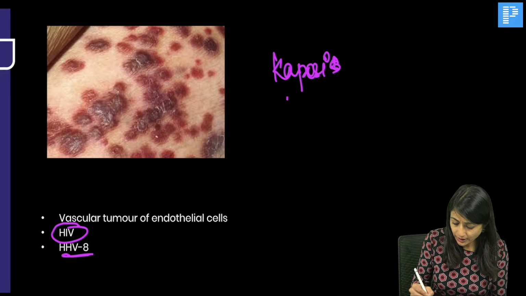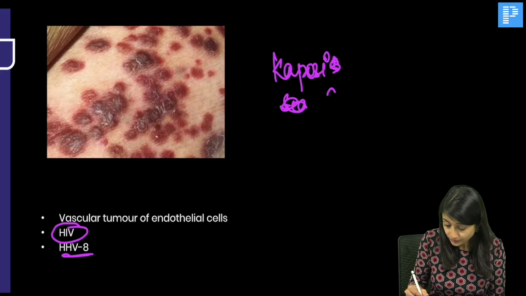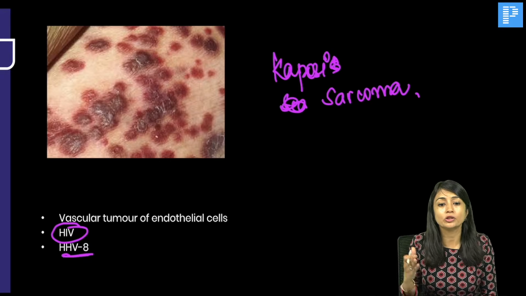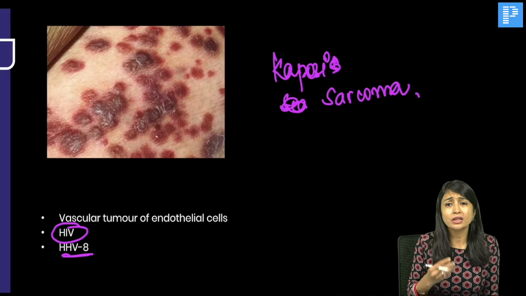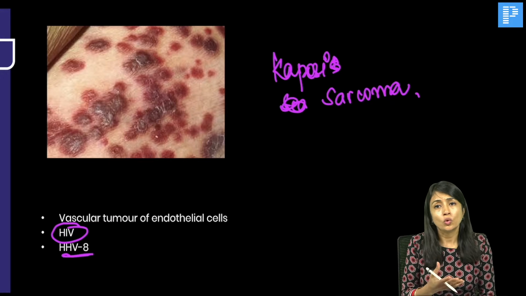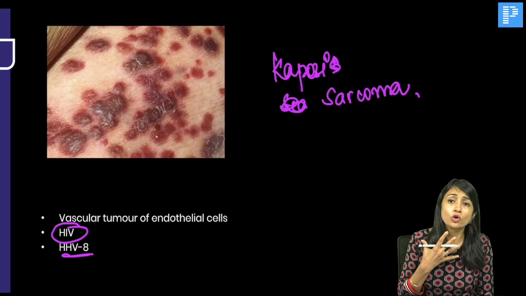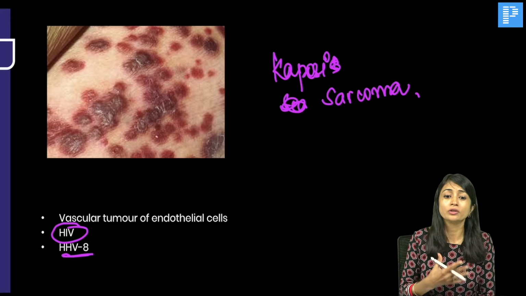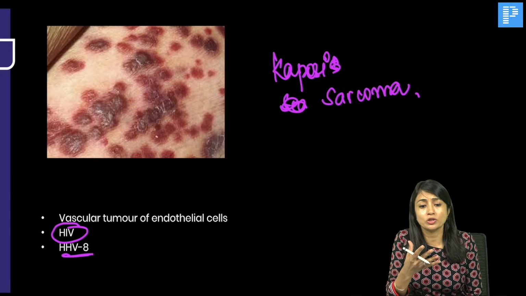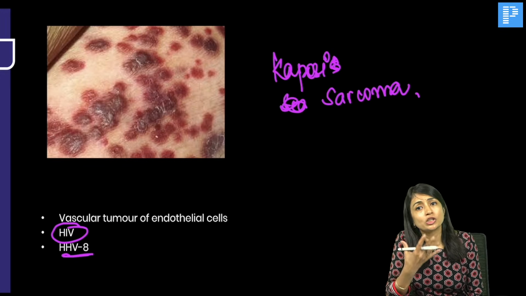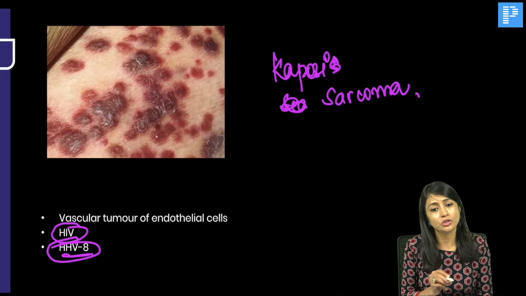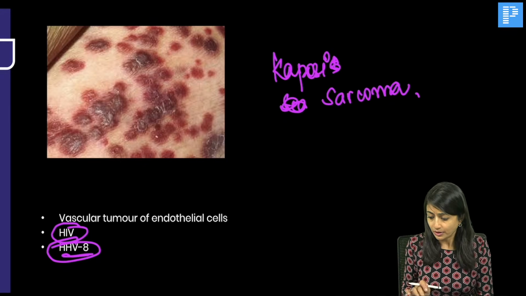So usually in the history you would be given that an HIV positive individual presents with these dusky red or bluish papules and nodules. What is it? So whenever anything is dusky red or bluish, that means it has a vascular origin. So these are vascular tumors of endothelial cells seen in HIV positive patients. This is caused by HHV8 and it is called Kaposi sarcoma, right? So this image is also very commonly given.